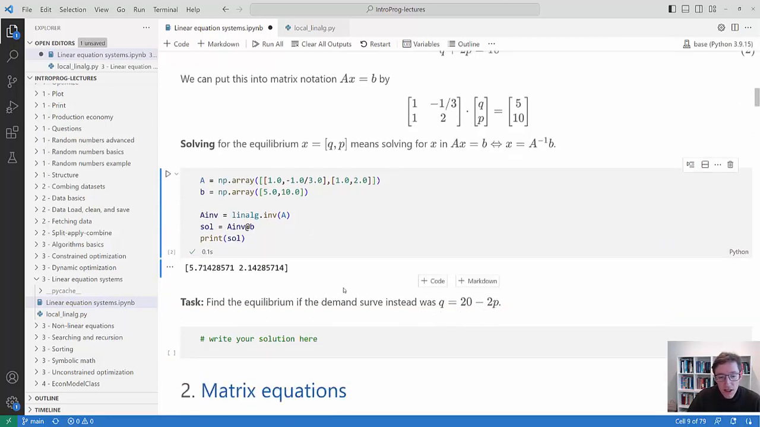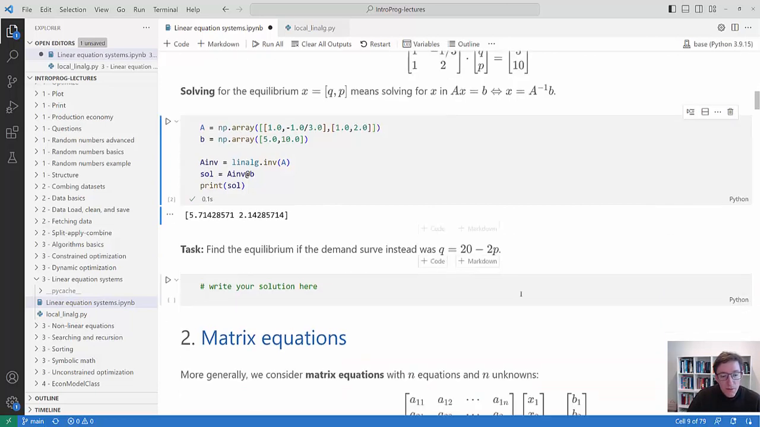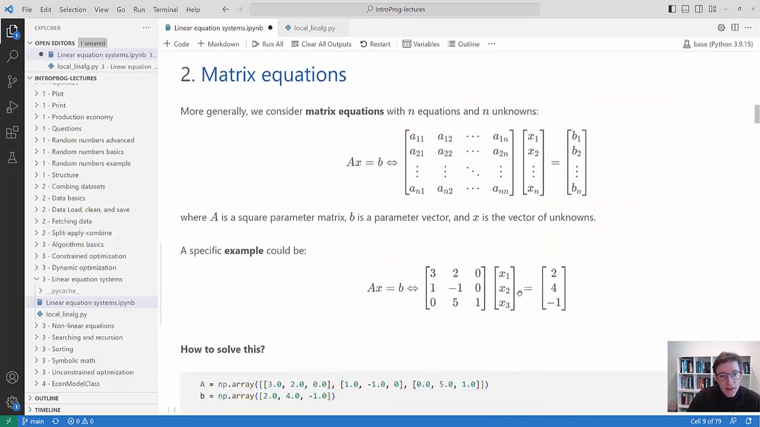You can pause here, and then you can try to do it in the case where we have a larger demand, where the demand curve is instead 20 minus 2 times P. I will not do that here, but you can do it on your own. More generally, what we are thinking about here is that we are solving matrix equations with n equations and n unknowns. So this big system here, where A is some square matrix, and B is our parameter vector, and X is the vector of unknowns.